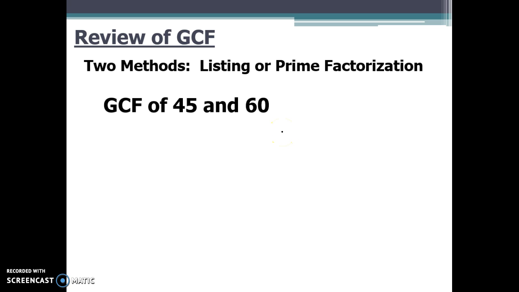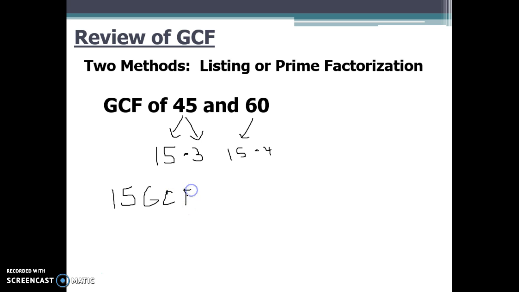Take a second to think about that. What is the biggest number that goes into each one? Again, you can either do that by breaking it all the way down or by just listing some factors and figuring out which one goes into both. If you did that, hopefully you figured out that the greatest common factor is 15. 15 times 3 gives us 45, while 15 times 4 gives us 60. So 15 is what we call the GCF, the largest number that goes into both of these.